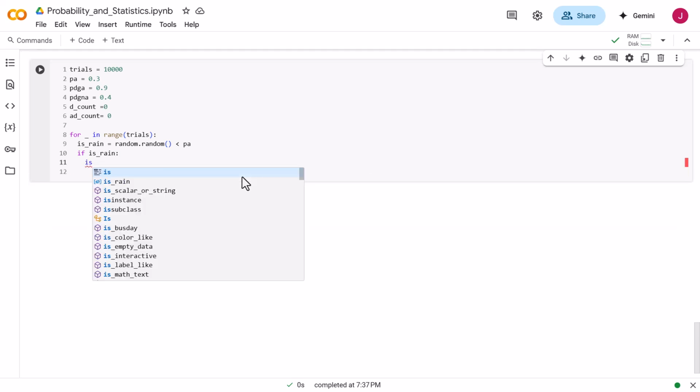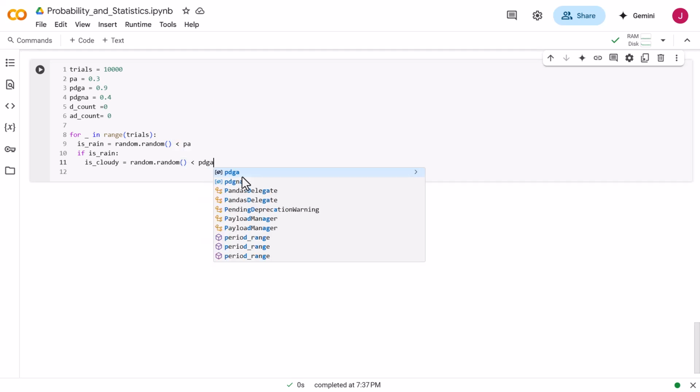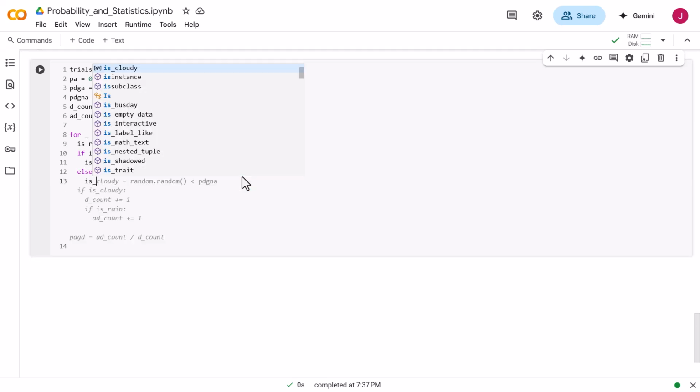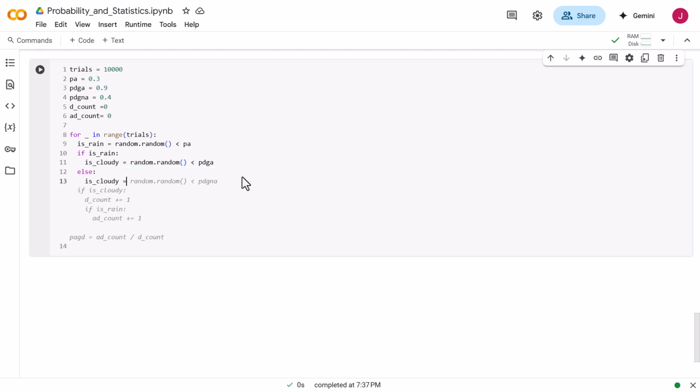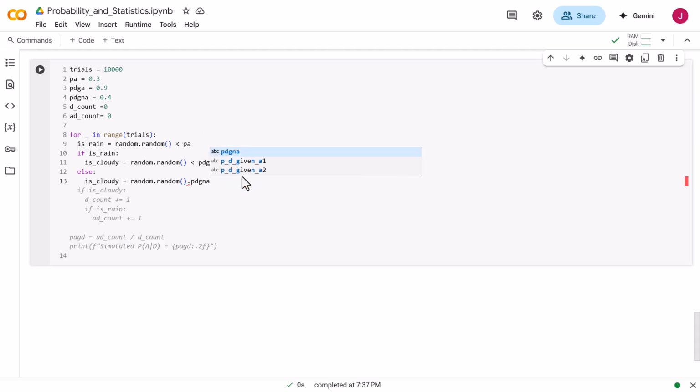Then is cloudy is equal to random less than probability of D given A. Otherwise, is cloudy is equal to random less than probability of D given not A. It means we want to simulate clouds given no rain.